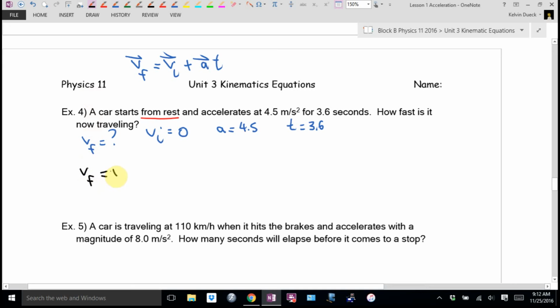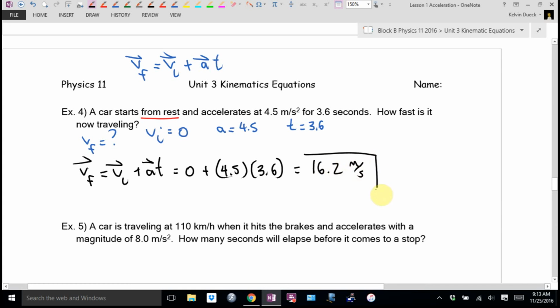I'm going to use VF equals VI plus AT. It's going to be 0 plus 4.5 times 3.6, which is what? 16.2, units. It's a velocity. Yeah, and that way, again, if you've memorized what units go with what concepts, I can't call it a no-brainer because you need to know the units, but it's almost a no-brainer. Meters per second. I tend to put a box around my final answer. That's like my touchdown, spike the ball dance.